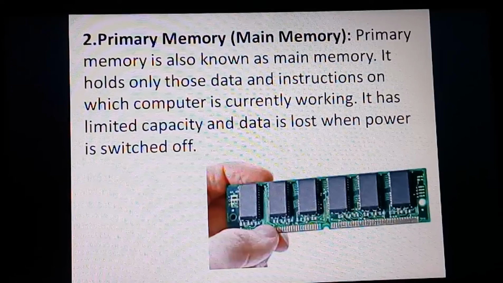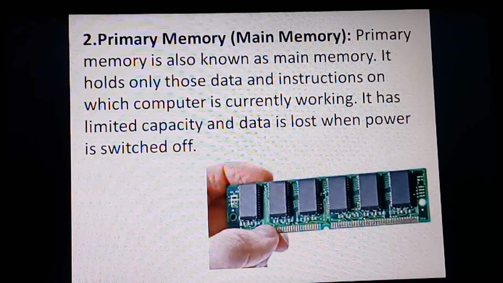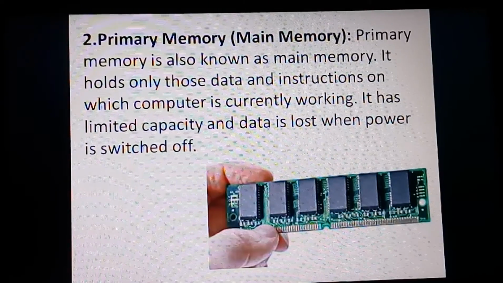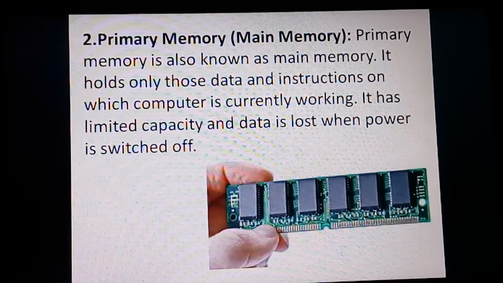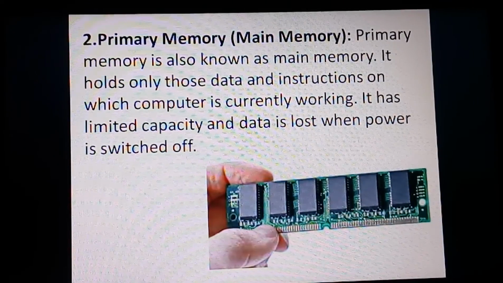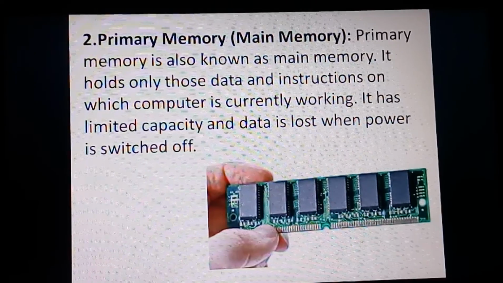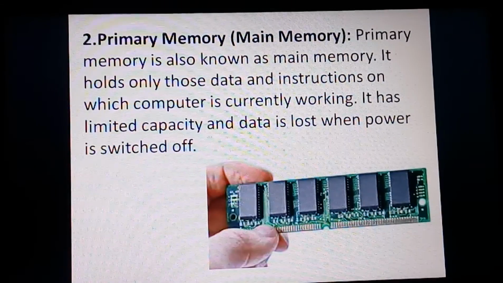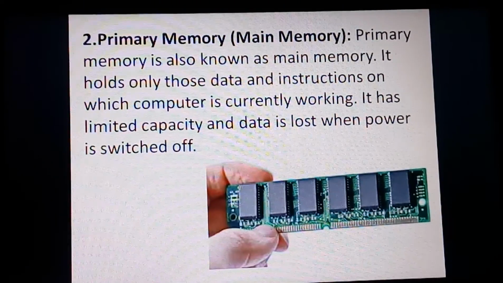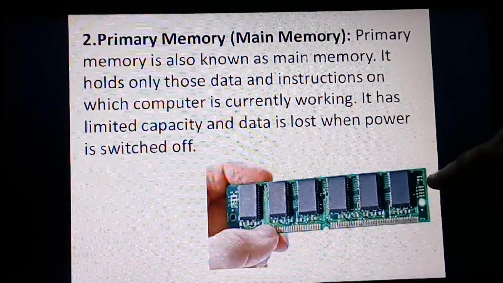Then it has limited capacity and data is lost when power is switched off. Means it has less capacity to store the data and the data is lost when power is switched off. Means data will get lost at that time. You can see here the diagram of primary memory.